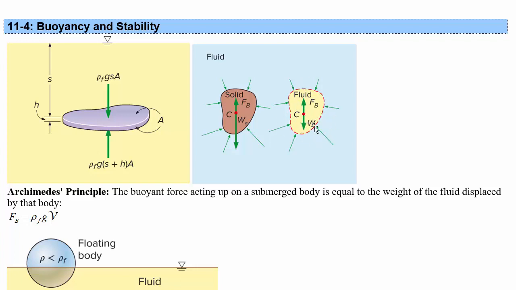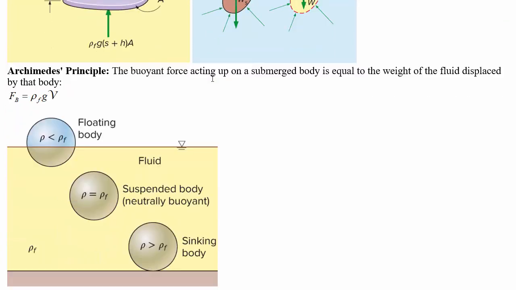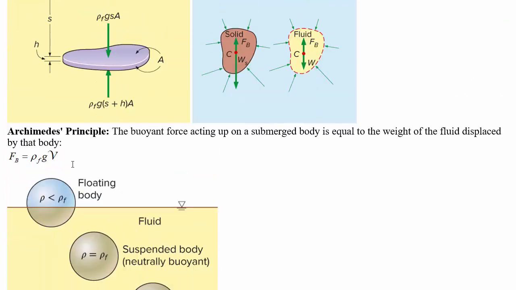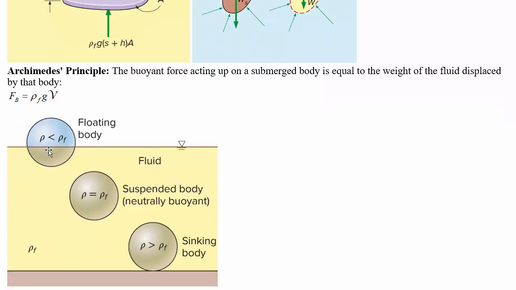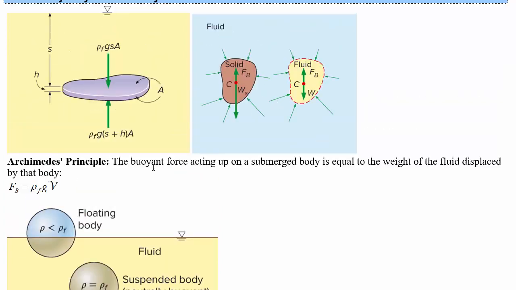That way it's going to balance in a fluid element, and if this solid is going to be sinking, it must be that it has more weight than the weight of the displaced fluid. So whether something's going to float really depends on the density of that thing compared to the density of the fluid. If the density is less than the fluid, it floats. If it's the same, then it can be suspended. And if it's greater, it's going to sink. This is Archimedes' principle, by the way, that the buoyant force acting up on a submerged body is equal to the weight of the fluid displaced by that body.